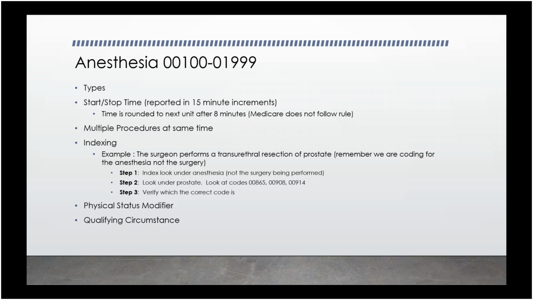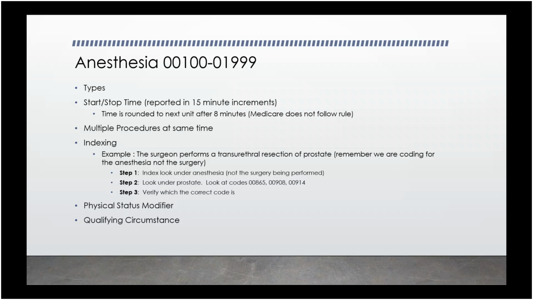So for example, the surgeon performs a transurethral resection of the prostate, a TURP procedure. Remember, we're coding for the anesthesia, not the surgery. So again, you're going to look under anesthesia, not the surgery being performed. Look under prostate. Then you have 3 codes that are available: 00865, 00908, 00914. And then third, you're going to verify which is the correct code by verifying in the tabular.